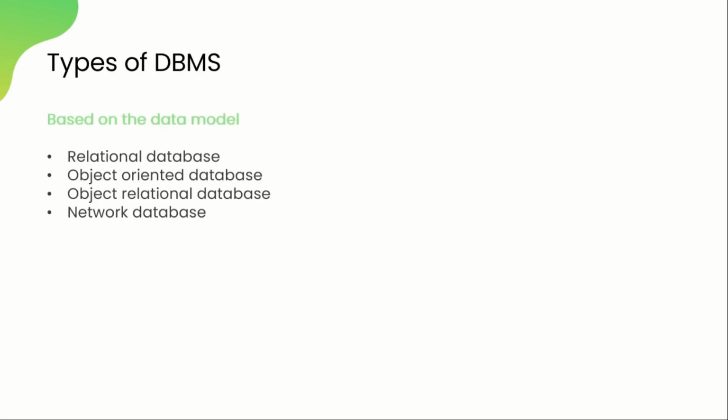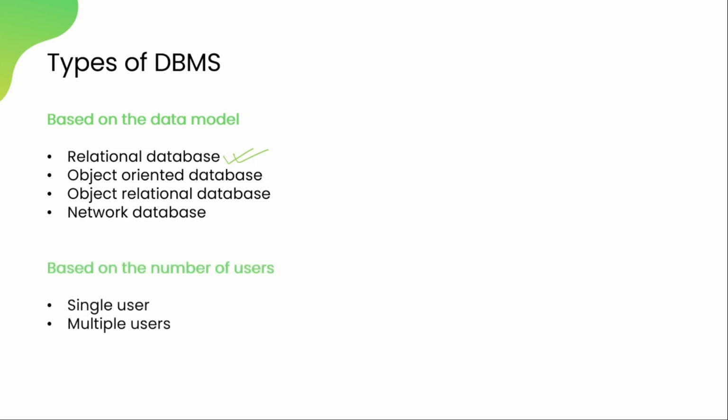Types of DBMS. So we have database management systems classified into different models that are called data models. So the first one is the relational database. This one is the most popular database management system that is widely available and it is in our course also. The other systems are object oriented, object relational, and network databases.